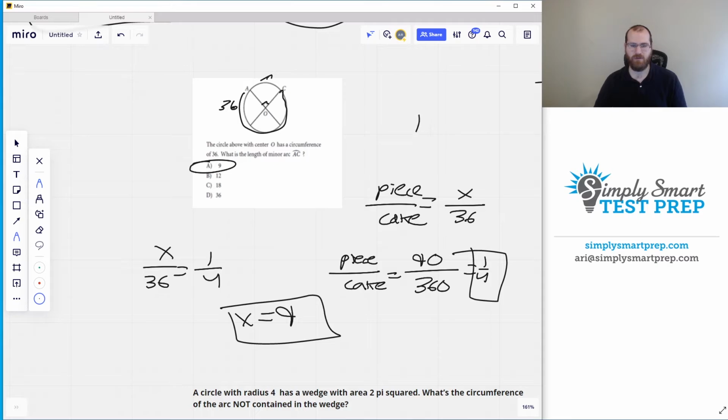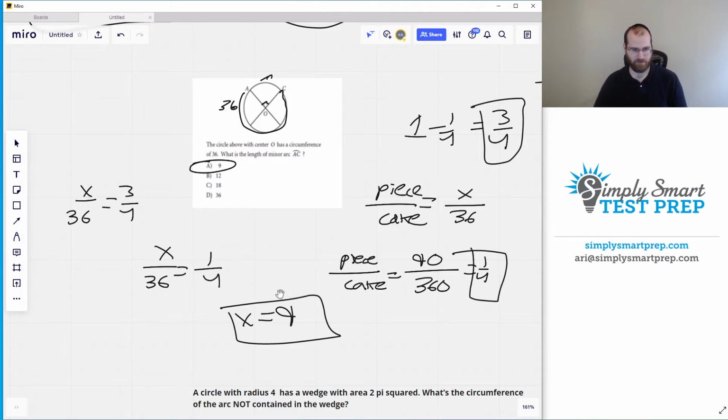So in this case, you would do 1 minus 1 over 4. You're going to do 1 minus the area of the wedge that you're given, equal 3 over 4. So 3 over 4 is my new magic proportion. And then I can go ahead and do x over 36 equals 3 over 4 and solve from there.